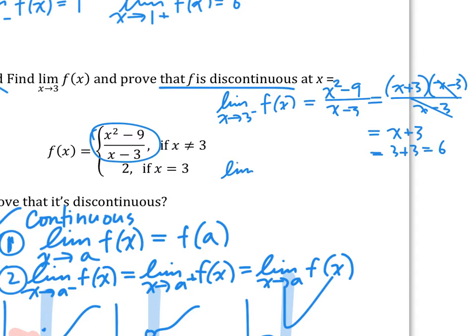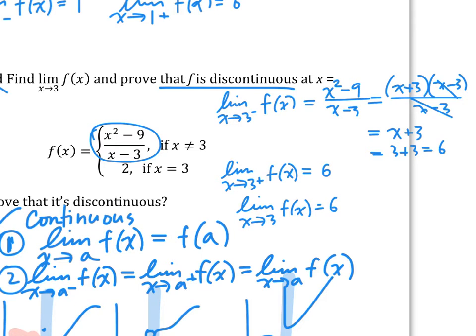Now let's look at the same limit from the right-hand side of 3. Well, from the right-hand side of 3, we would still use the function that says use this when x is not 3. So then we would still get 6. So if the left-hand side and right-hand side are going to the same place, then that tells us the limit as x is going to 3 is also 6.